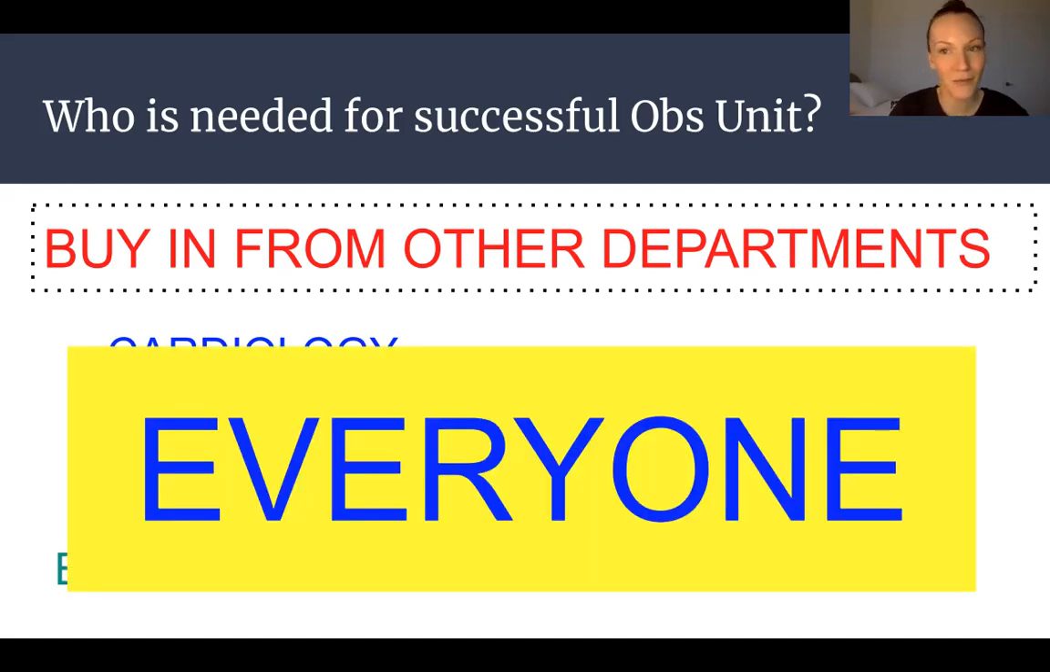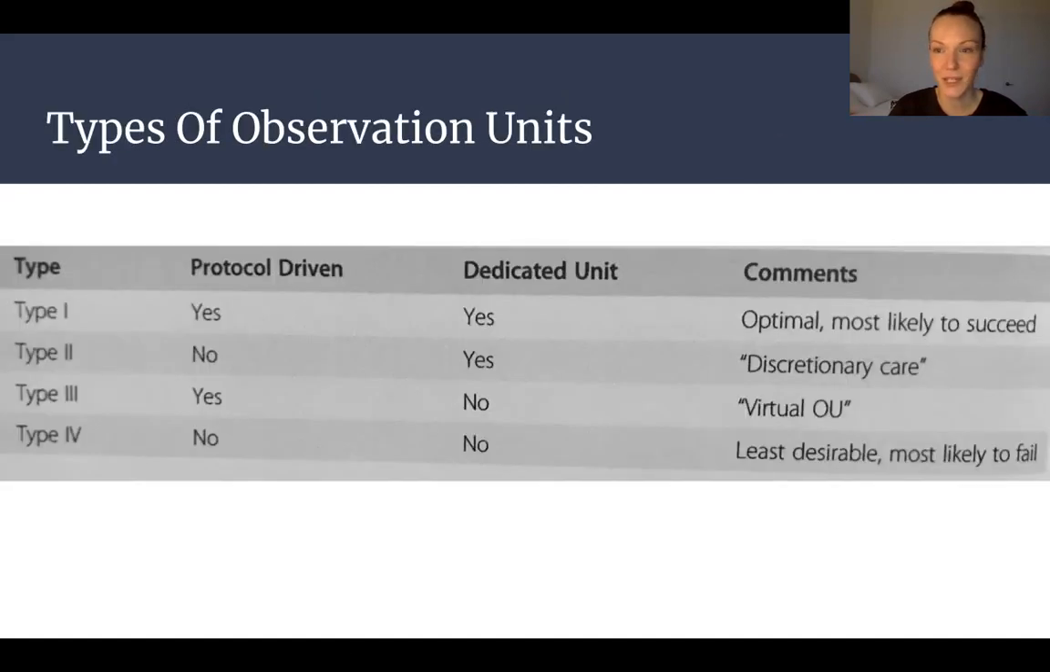So it's pretty much everyone across the board needs to understand the time constraints and make sure that everything is getting prioritized for the observation patients over inpatients. So I'm not going to go into this in detail, just in case you were wondering, there are 4 types of observation units out there, type 1 to 4.